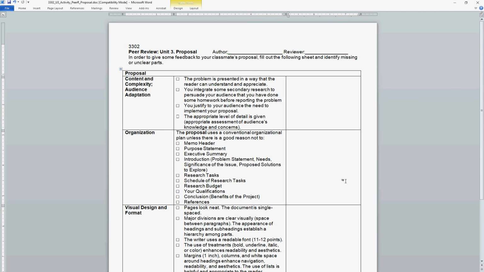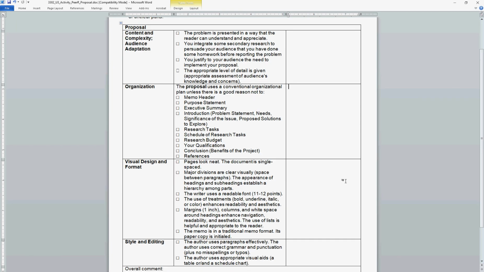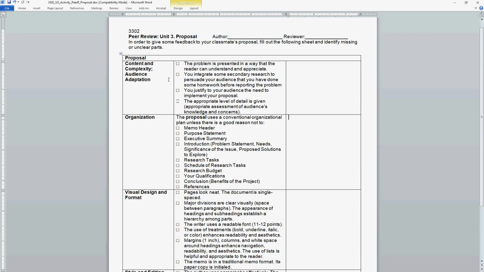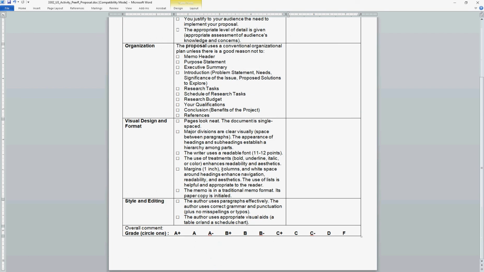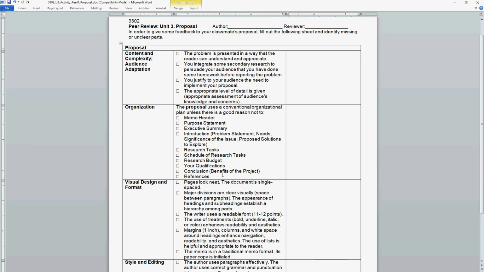So basically, this is the checklist that I use when I teach the class in person, but it is very, very helpful. So for the proposal, think of these as things that I'm going to look for when I grade the paper, basically. Content and complexity, audience adaptation. So making sure that your problem is presented in a way that I can understand and appreciate. I am not familiar with whatever topic you're going to write about. So remember that, and remember to add enough details.